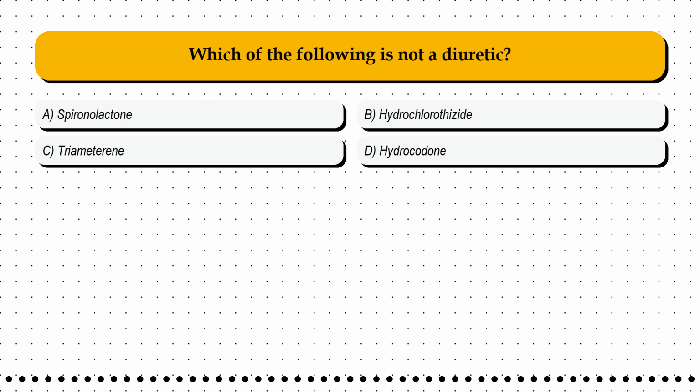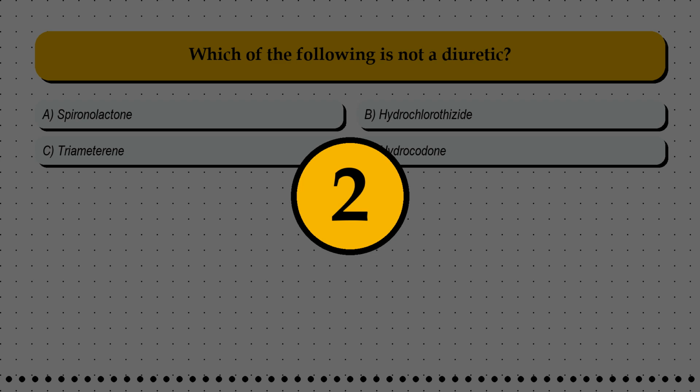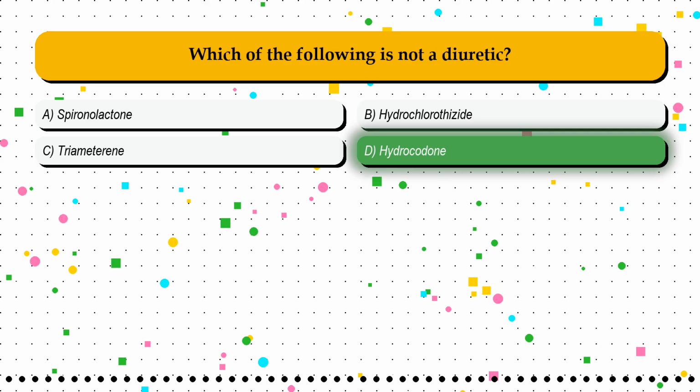Question 314. Which of the following is not a diuretic? Option A, spironolactone. Option B, hydrochlorothiazide. Option C, triamterene. Option D, hydrocodone. The correct answer is option D, hydrocodone.